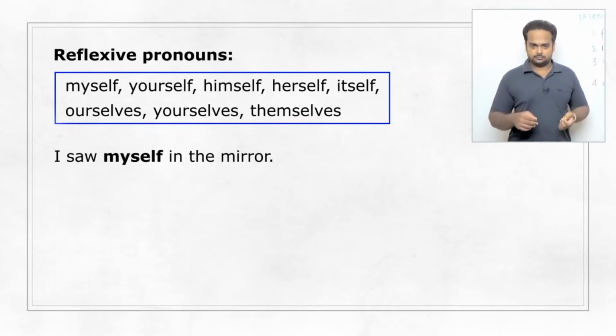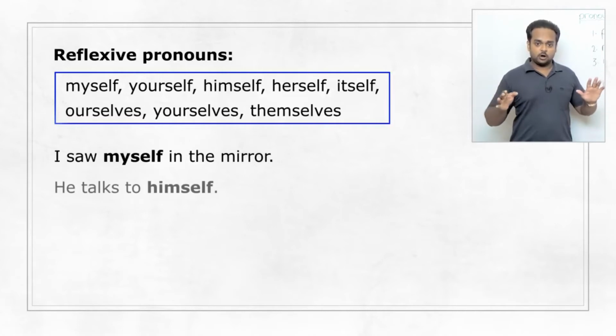I saw myself. Let me give you another example. I have a friend who likes to think very deeply about things. And when he thinks, he likes to get up and walk around the room and talk. Except he doesn't talk to other people. He talks to himself. Again, the subject and the object are the same person.